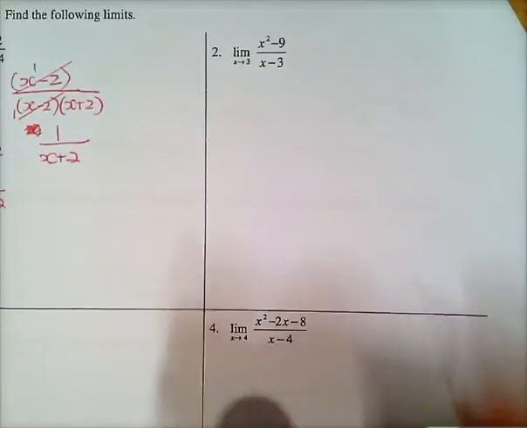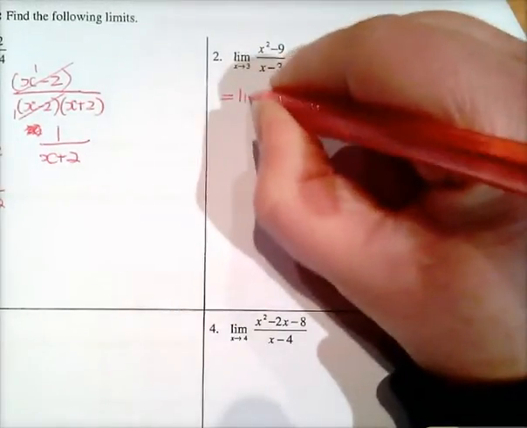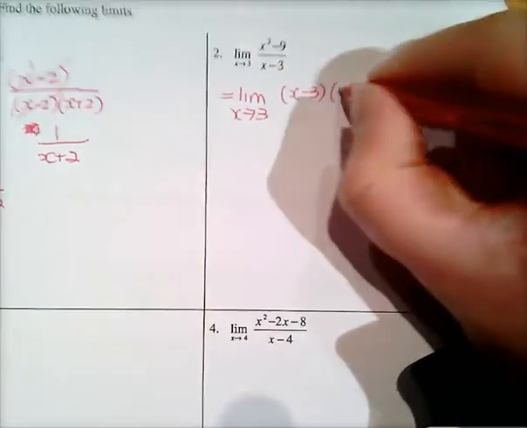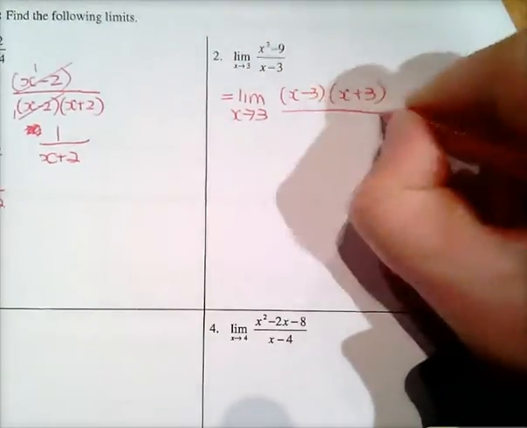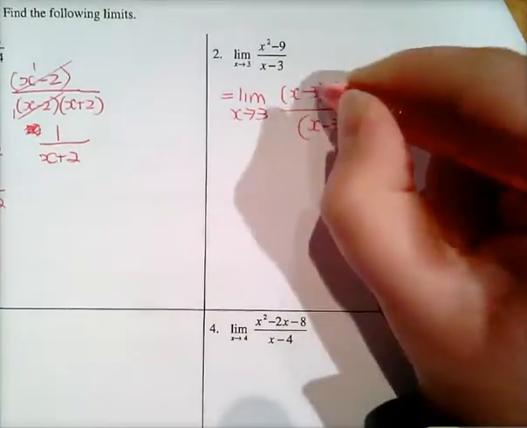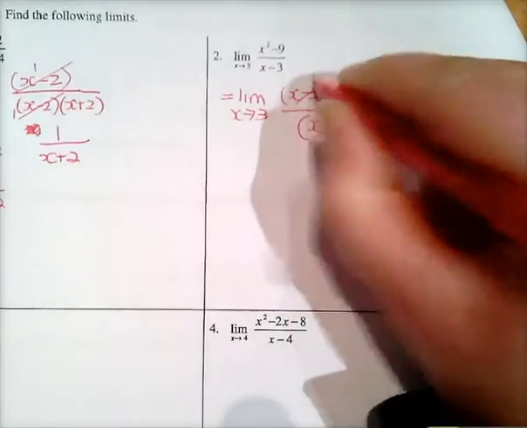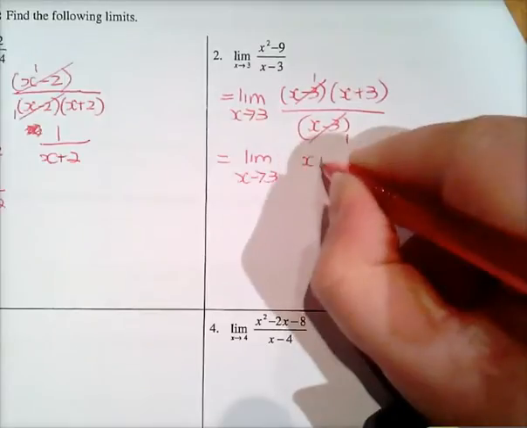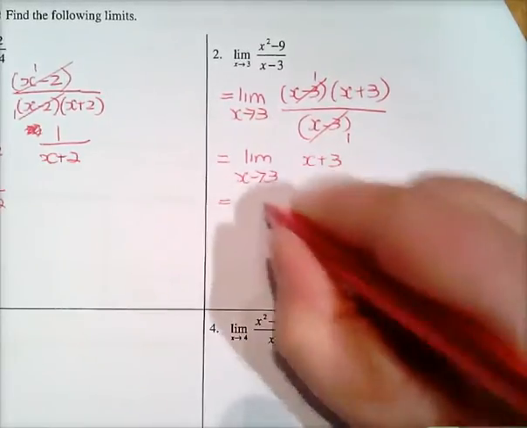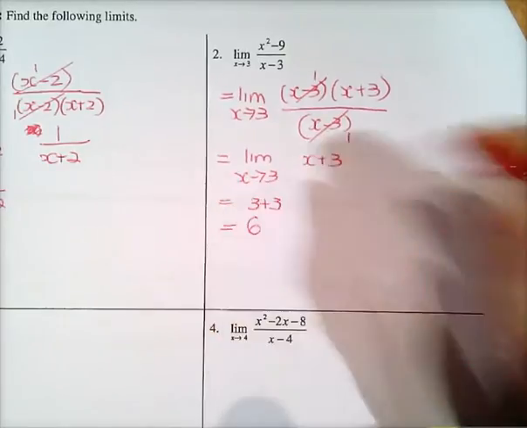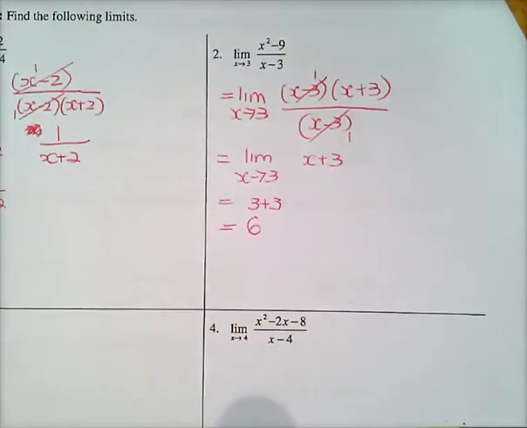Okay, trying question 2. We keep writing our limit notation until we do the substitution. Notice that the numerator is a difference of 2 squares. So we get x minus 3 times x plus 3. The x minus 3's cancel, leaving 1's in their place, and we get limit as x approaches 3 of x plus 3. Now that we substitute x is 3 in here, we drop the limit notation, and we get that 3 plus 3 is 6.